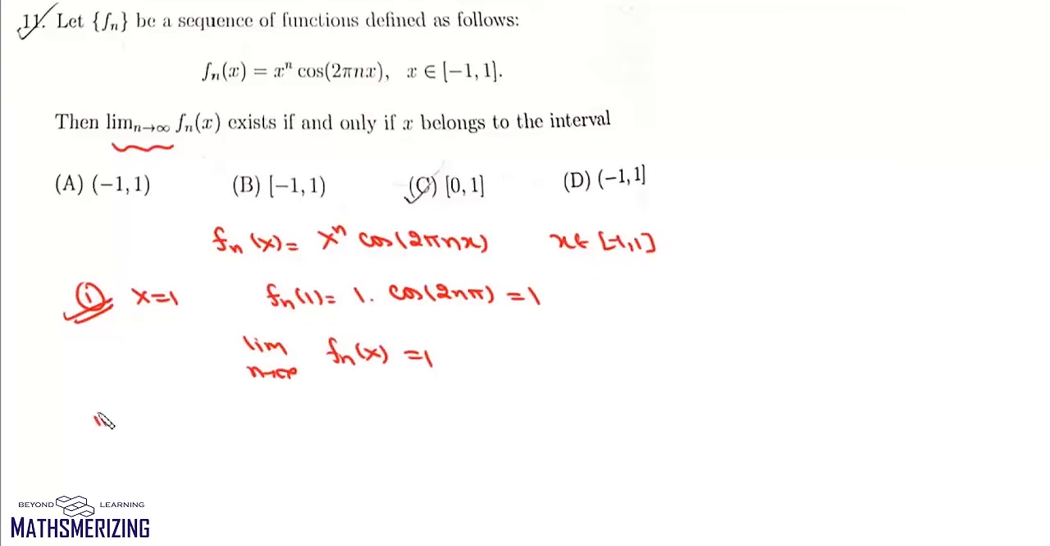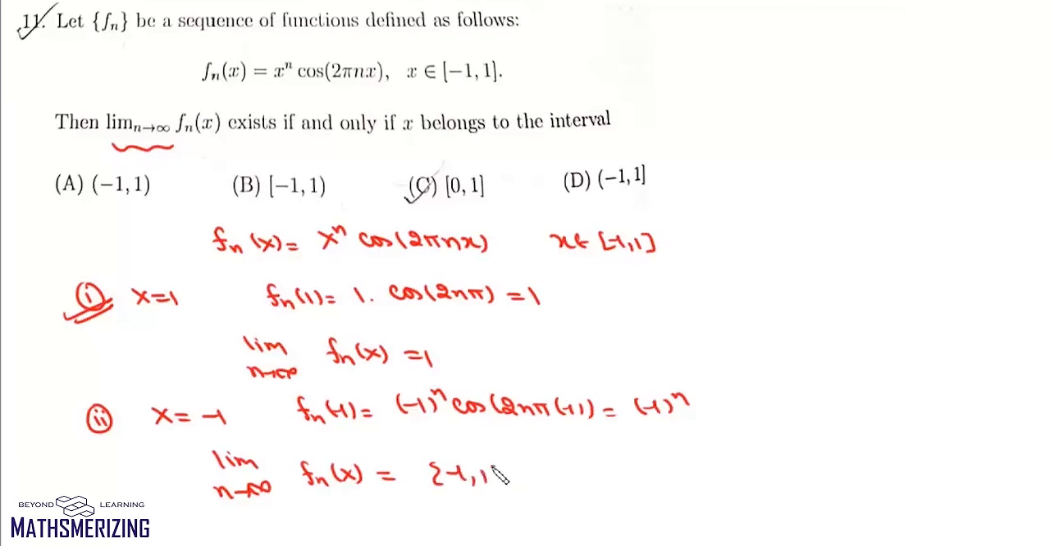Now we'll consider the second case when the value of x is minus 1. Now we'll have f_n(minus 1) and it'll be minus 1 to the power n cos 2n pi into minus 1, which is minus 1 to the power n. Now we take this limit n tends to infinity f_n(x), then in that case this value can be either minus 1 or plus 1, that is we'll get an oscillating value. So in this case, this limit does not exist.